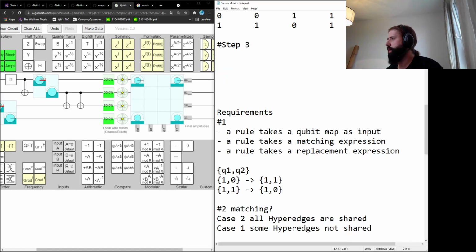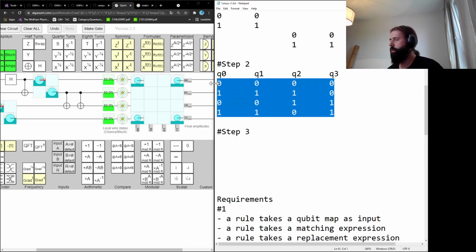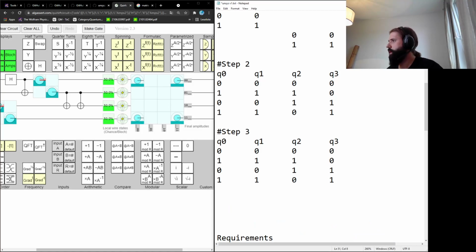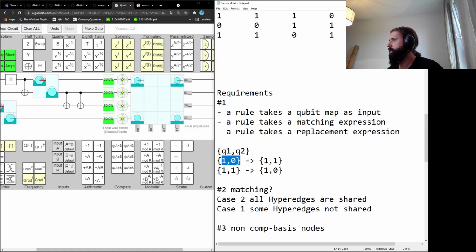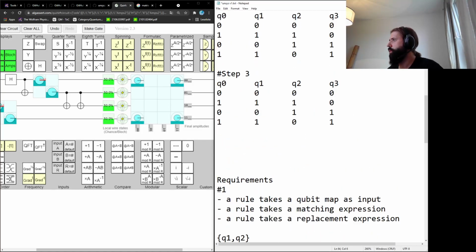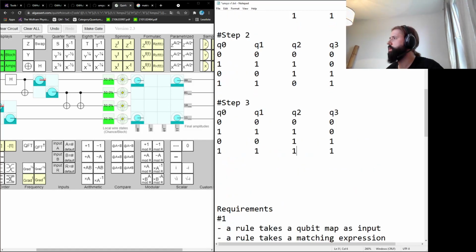So now I apply the rule, and it tells me that 1, 0 should be mapped to 1, 1. So I go here. Let me just copy that. And I'm matching 1, 0 to 1, 1, so that goes back to 1, 1. And I'm matching 1, 1 to 1, 0, so that goes back here.